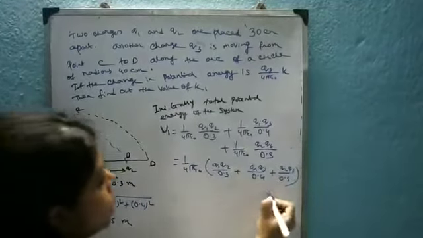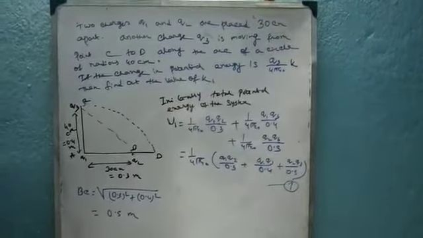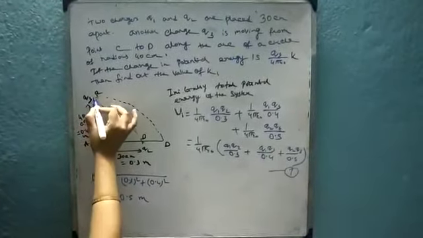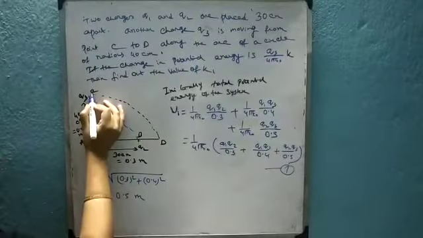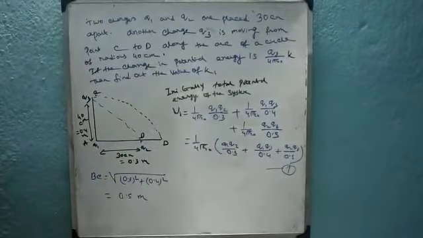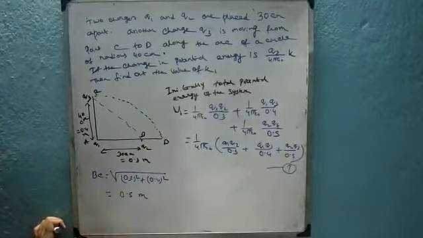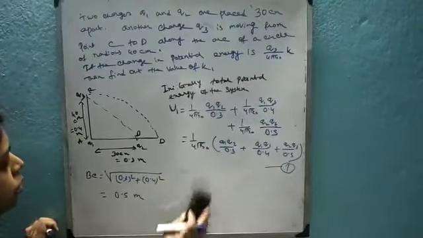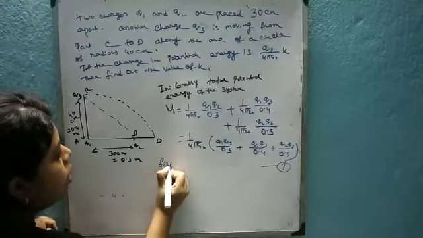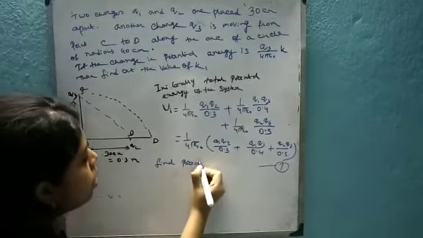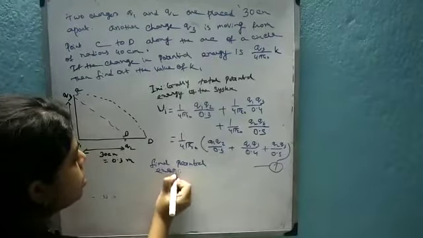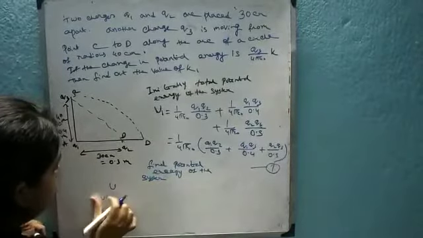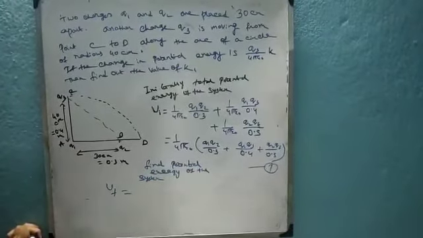First portion is done. This is equation 1. Now we need to find out the final potential energy. Actually, the Q3 charge is moving along this arc from point C to point D. So when the Q3 charge has reached point D, we need to find out the final potential energy of the system. We can denote it by UF for final.